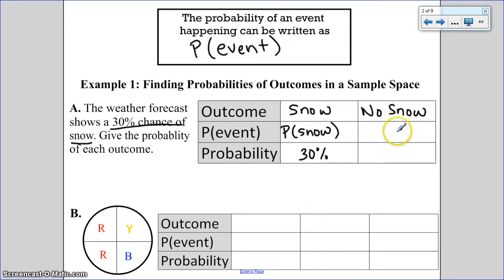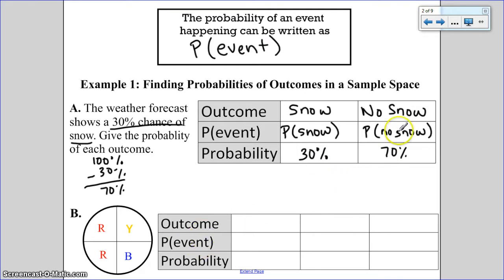However, on the opposite side, when we're talking about the probability of getting no snow, we can use that rule that we learned, that all of the probabilities of all the outcomes in the sample space of snow and no snow should add up to 1 or 100%. So that means if the probability of getting snow is 30%, the probability of no snow is 70%. So 30 plus 70 is 100%.